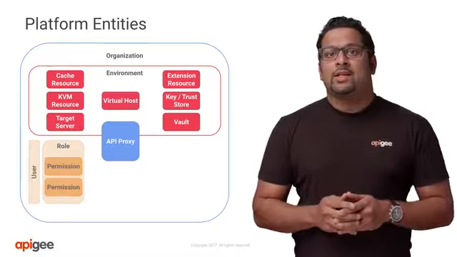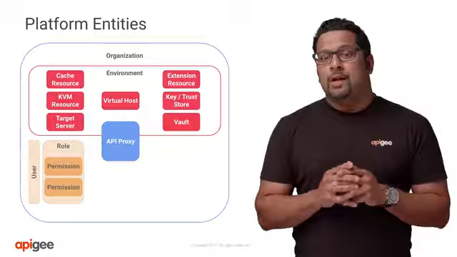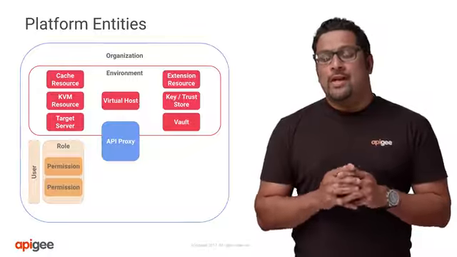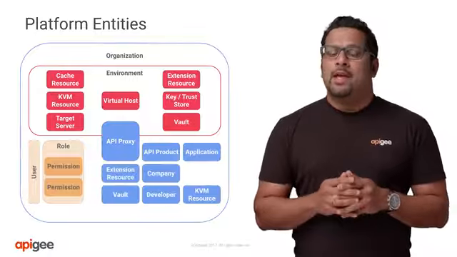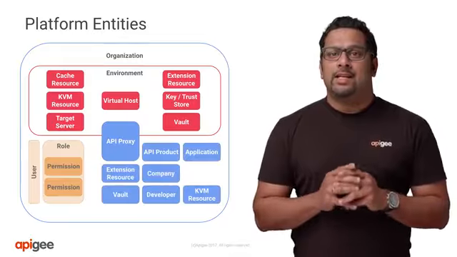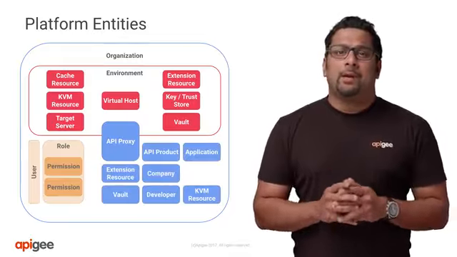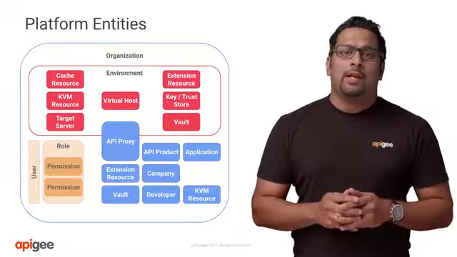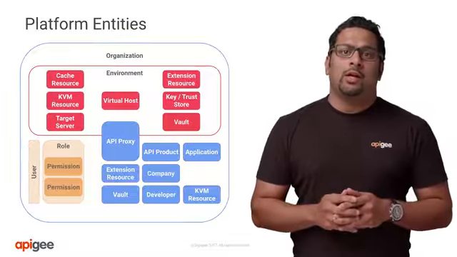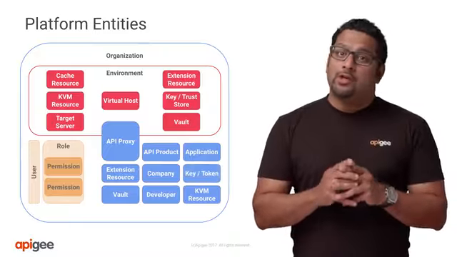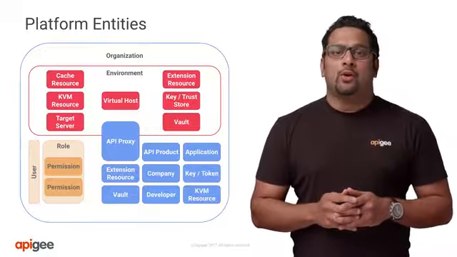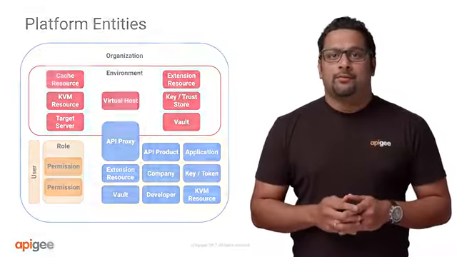Also, living at the organization level is the user management that comprises of users, roles, and their permissions. API products, companies, developers, and developer apps play a key aspect in the overall API management and is also stored at the organization. And because of this, keys and tokens are also stored within the organization.